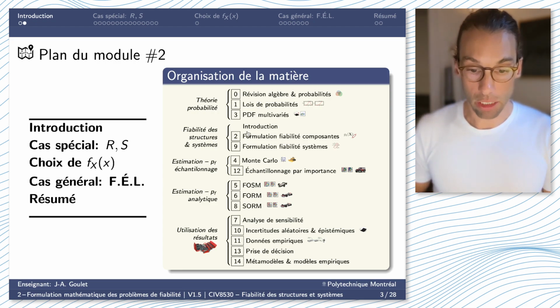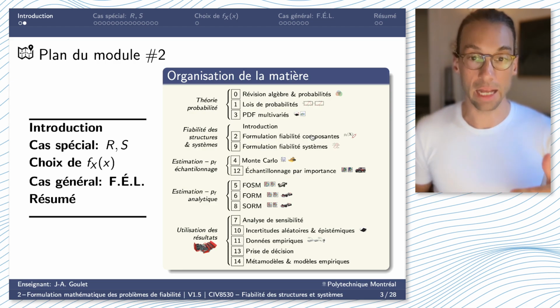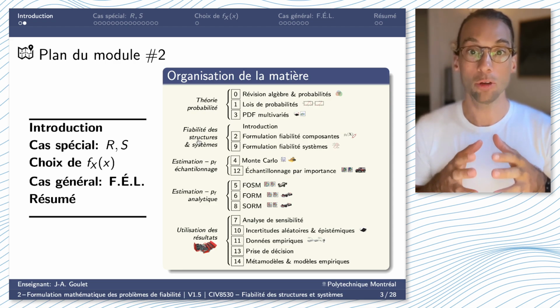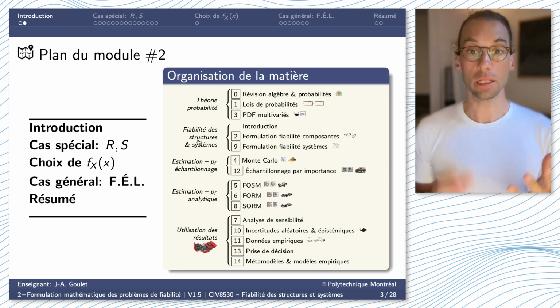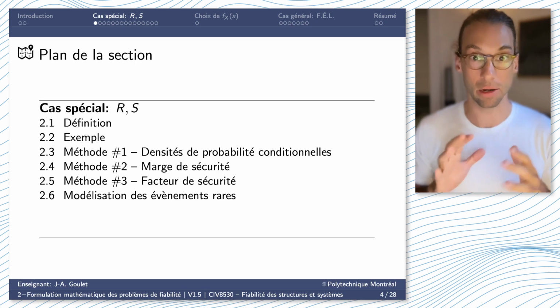And we're here in Module 2. This is the first module where we're looking at structural reliability, and in this case specifically, how do we formulate a reliability problem? So this is one of the key modules from the entire class.